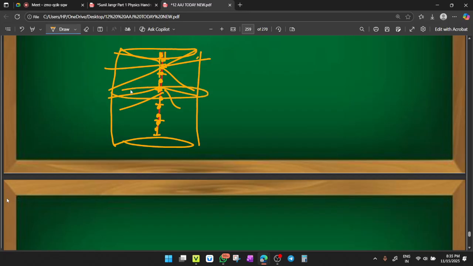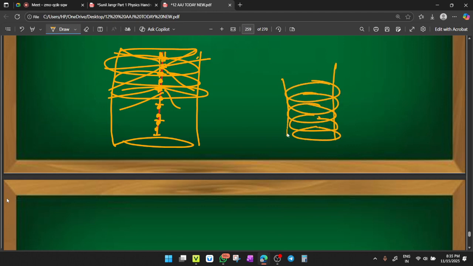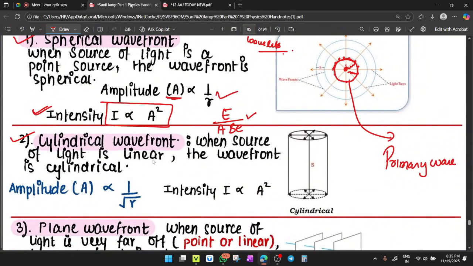Cylinder. So many rings are there. So if you join rings to rings to rings, you will have a cylinder. Clear? So this is called a cylindrical wavefront, and for the cylindrical wavefront, amplitude is inversely proportional to the square root of r, where r means distance, and intensity is inversely proportional to r. Clear?